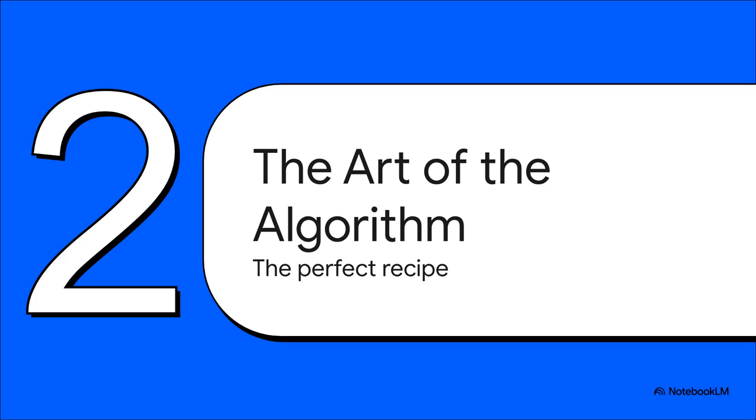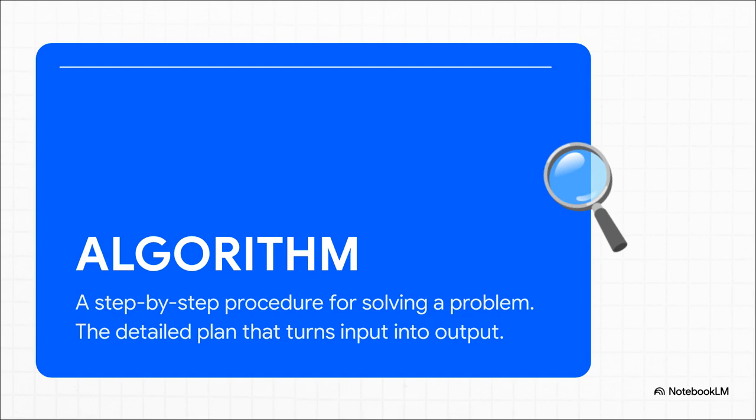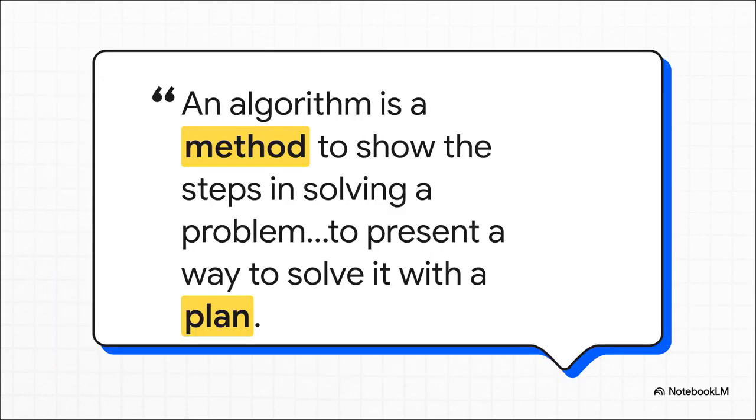Okay, so that process step we just talked about, the recipe part, it actually has a fancy name in the world of computing and technology. And I'm pretty sure it's a word you've heard thrown around a lot. It's called an algorithm. And really, an algorithm is just that, a step-by-step procedure for solving a problem. It's the reliable, detailed plan that acts like a bridge, taking you from your starting input all the way to your final output.